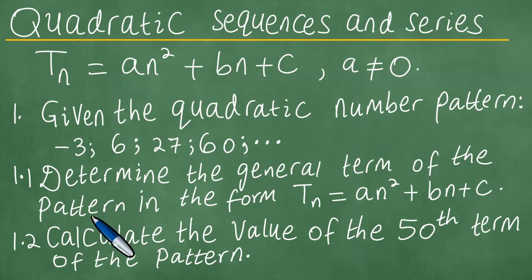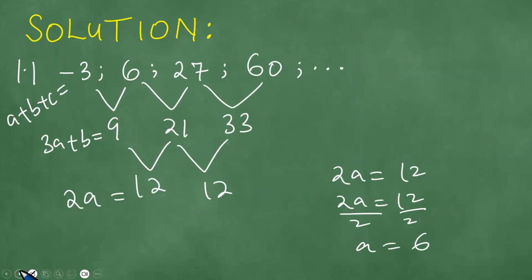So we determined the general term of the pattern in the form t sub n equals an squared plus bn plus c. We need to also continue to calculate the value of the 50th term of the pattern. What is the value of the 50th term of the pattern? To find the 50th term, you just find T sub 50, question 1.2.